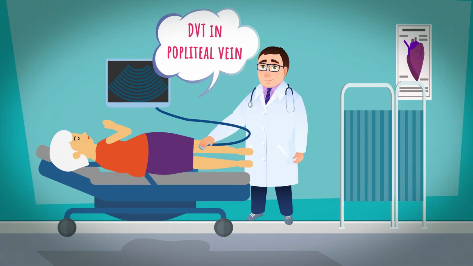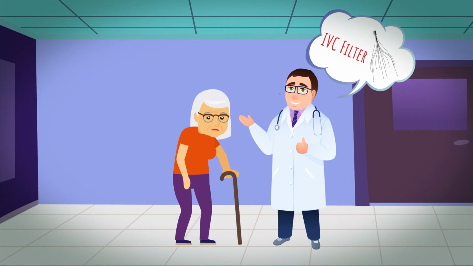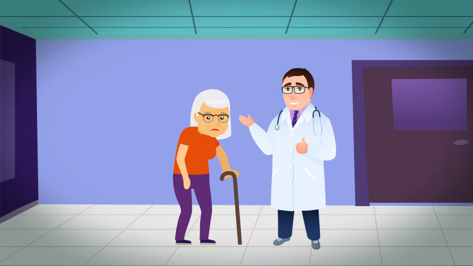After a detailed examination of Miss Anne, Dr. Raghu suggested that inferior vena cava filter would be the best strategy for her to decrease the risk of pulmonary embolism, which is a life-threatening complication of DVT.